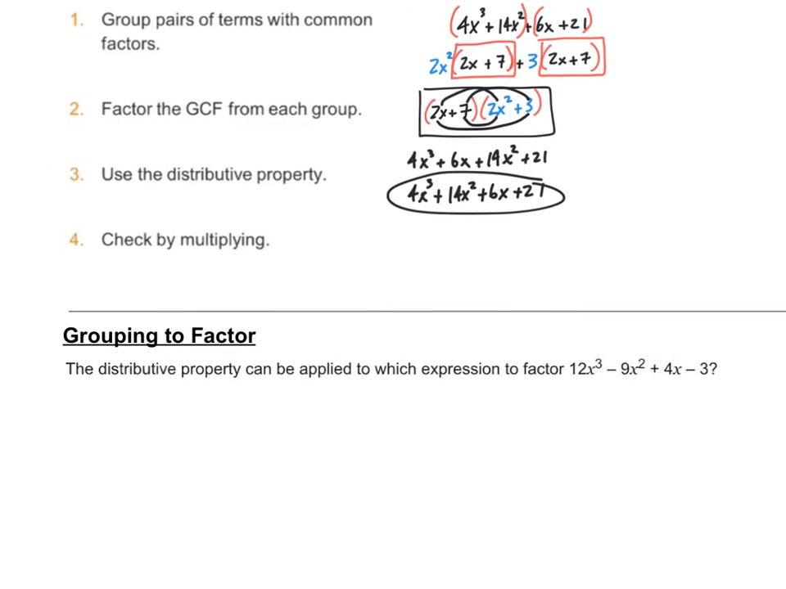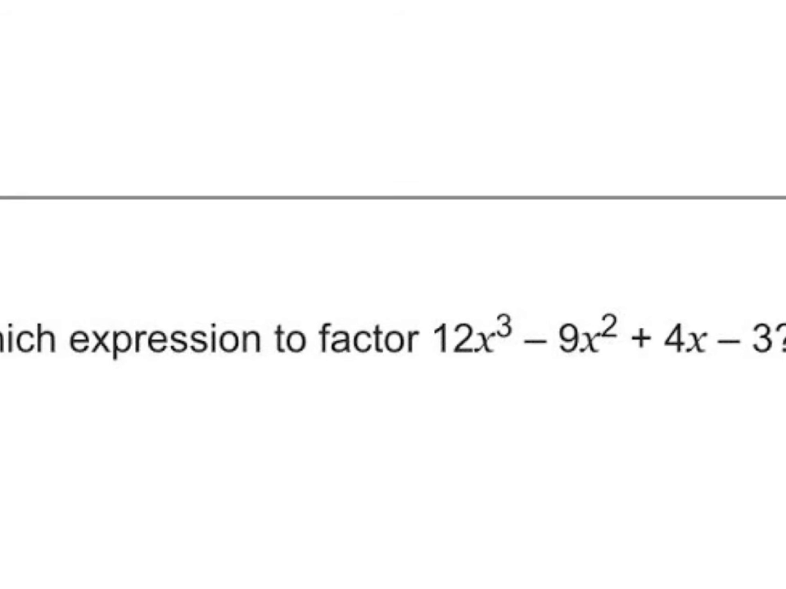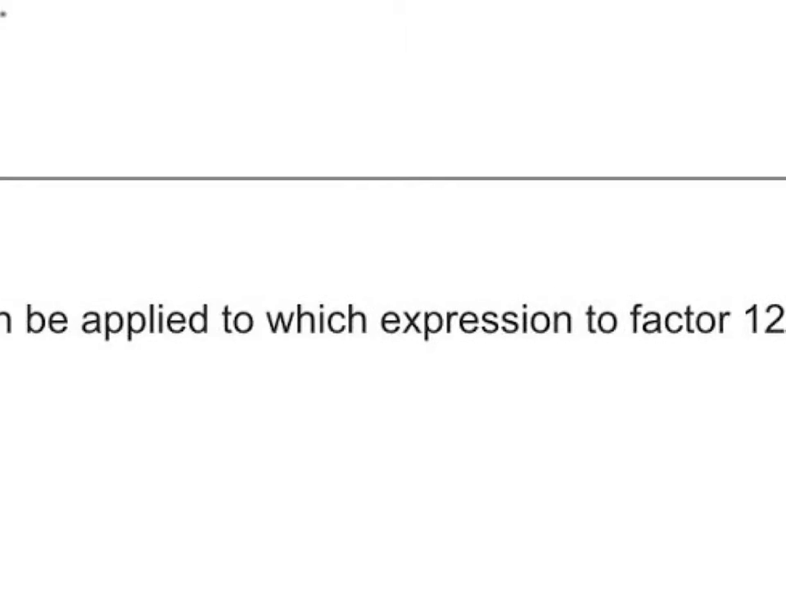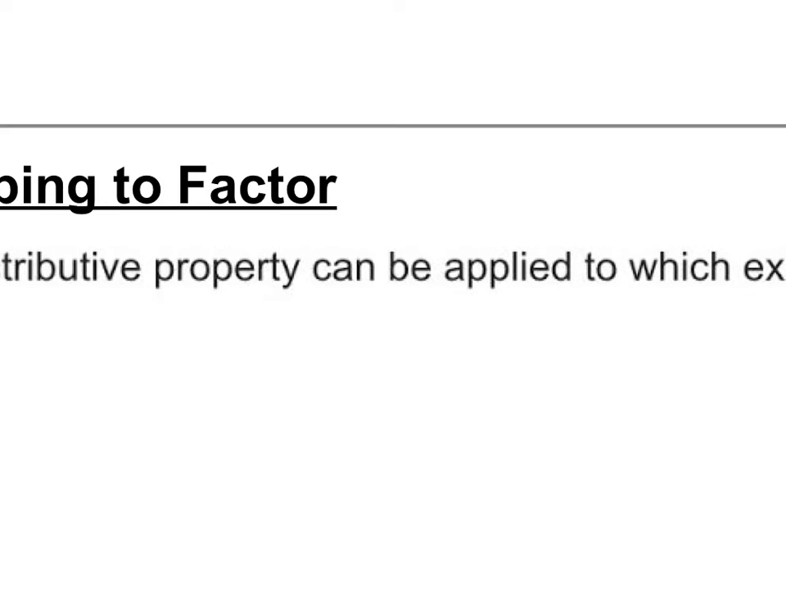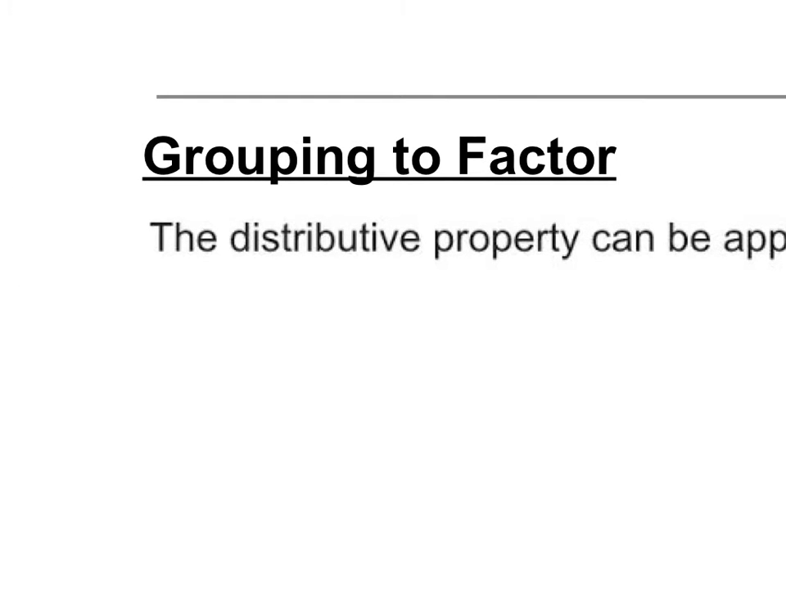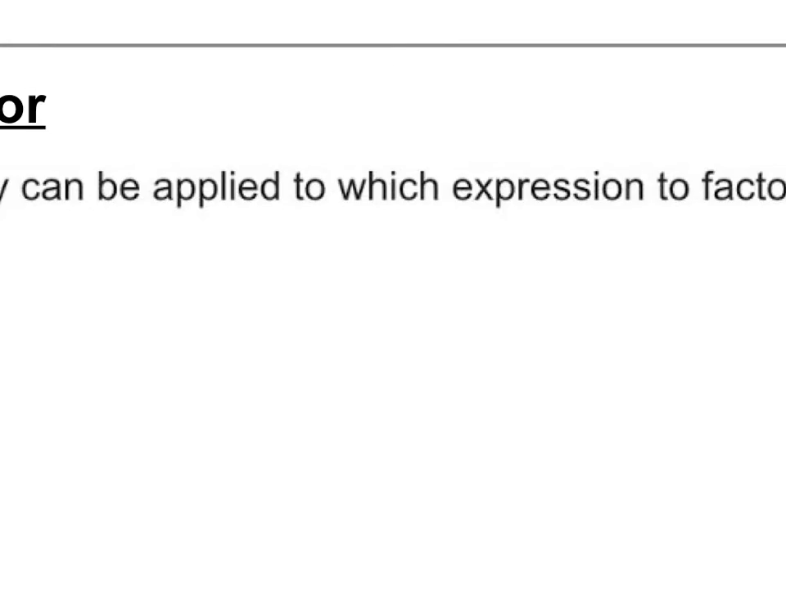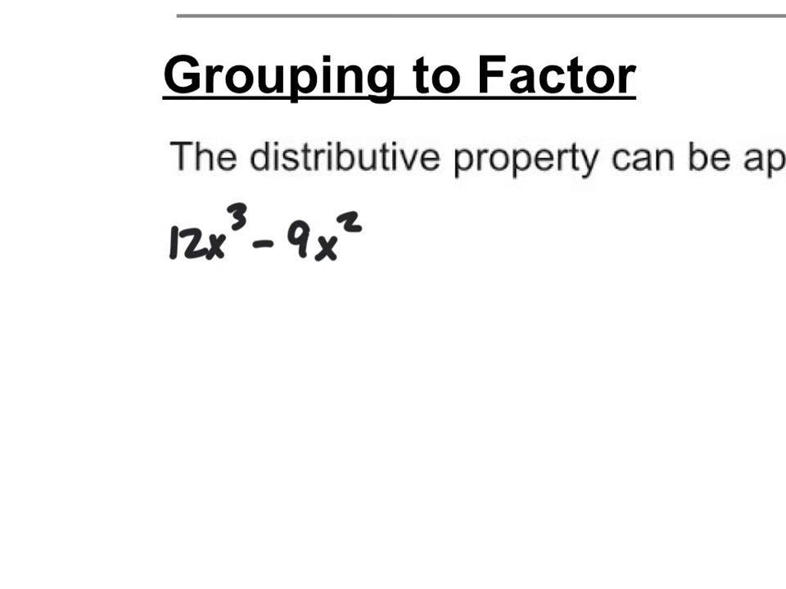All right, so let's take a look at this one. Let me rewrite this. We've got 12x cubed minus 9x squared, and then plus 4x minus 3. So plus 4x minus 3.